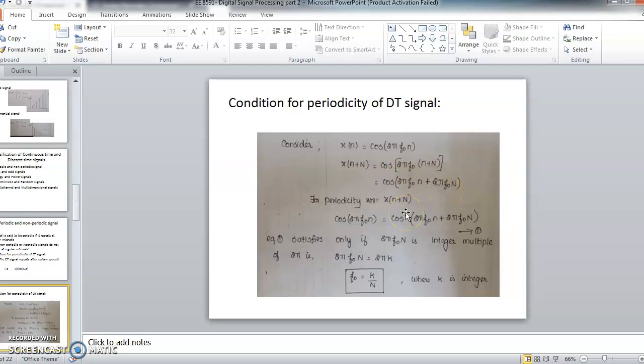So what is the condition of periodicity? x of n is equal to x of n plus N. So this is cos 2 pi f naught n. Just comparing these two equations, we will get 2 pi f naught N equal to 2 pi k, where k is an integer. So f naught is equal to k by N. If you are asked to find whether a given discrete time signal is periodic, see how to apply these steps and find the value of f naught. By using this f naught value we can decide whether it is periodic or not. Here k is nothing but an integer.